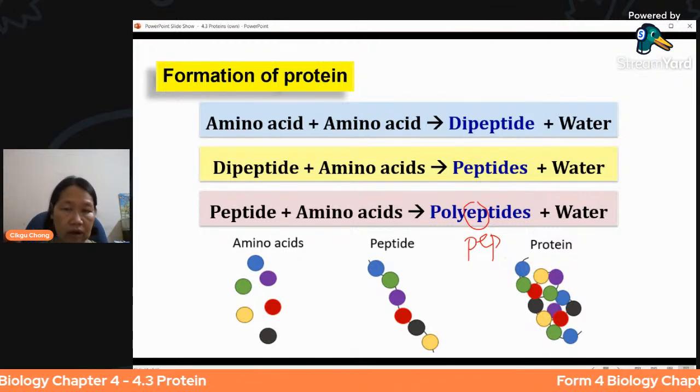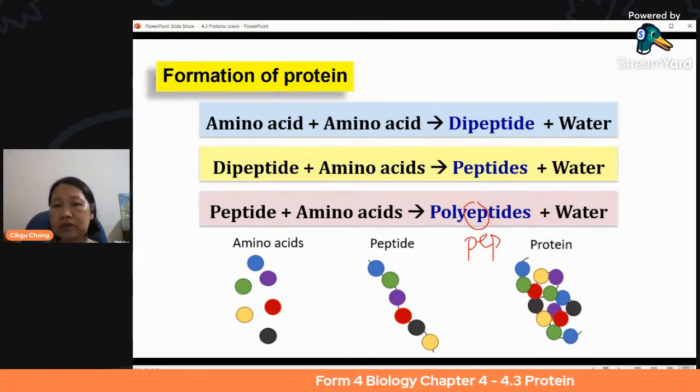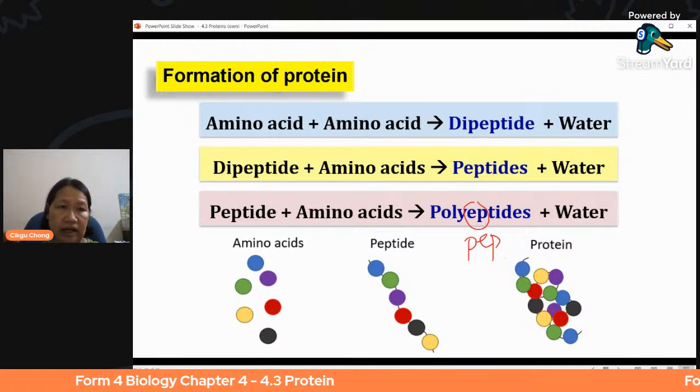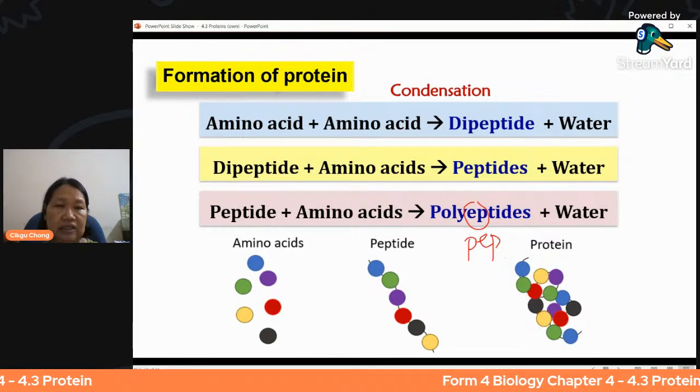You want to make a longer chain, you're going to keep on adding the amino acid. And for every bond that is made, you take away one molecule of water. All right, and okay, that is formation of protein through the process called condensation. The process is called condensation.